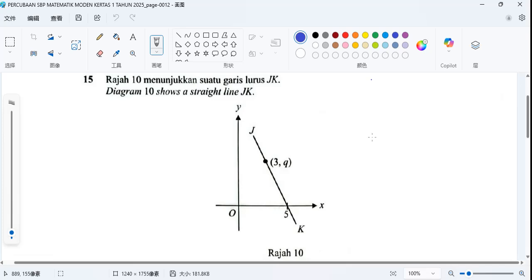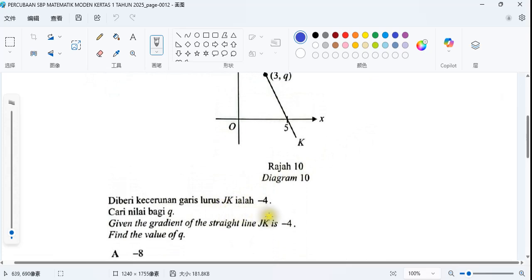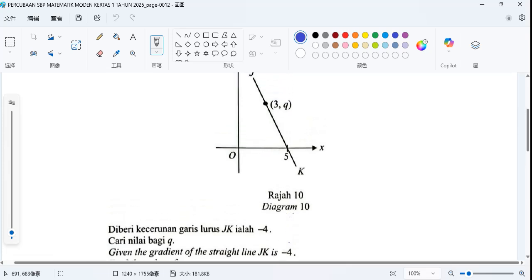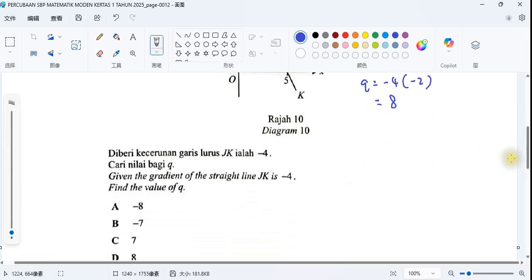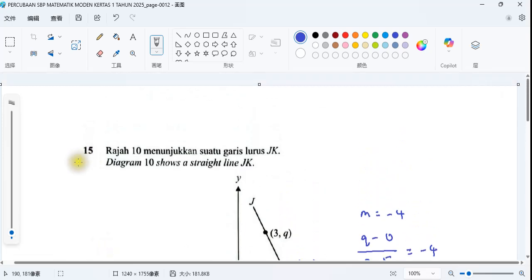Question number 15. Diagram 10 shows a straight line JK. Given that the gradient of the straight line is negative 4, find the value of Q. So we know that the gradient is negative 4. This is 5, 0. So Q minus 0 equals 3 minus 5. So Q is negative 4 multiplied by negative 2. Then Q is 8. So the answer will be D. This is Form 2, Chapter 10 Gradient, or you can also say that this is Form 3, Chapter 9.